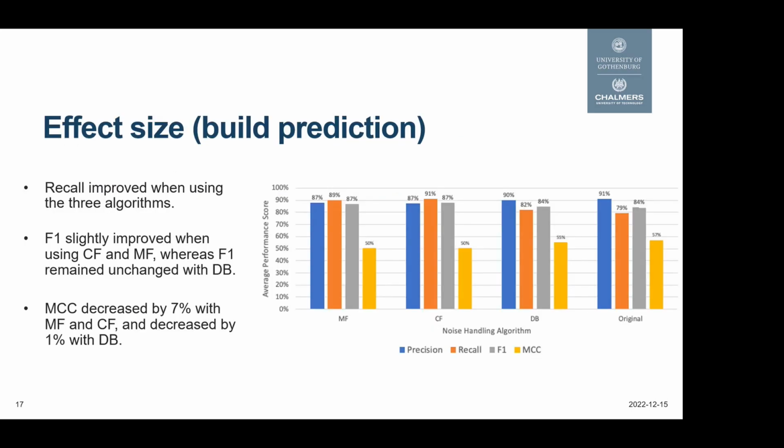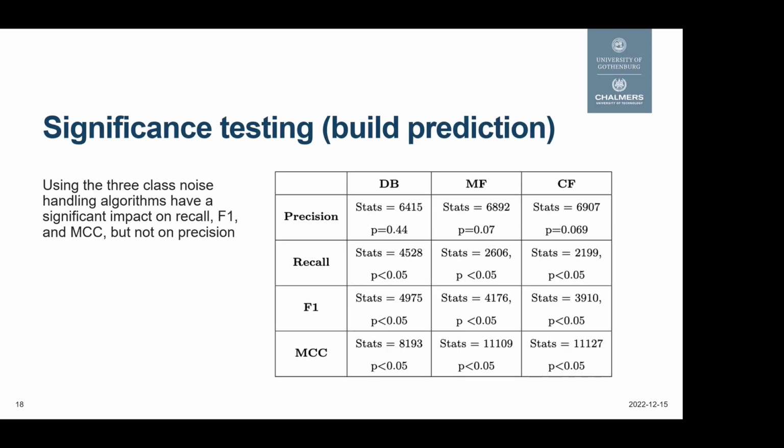And then to summarize the impact of those three algorithms on the build outcome prediction, we calculated the mean scores of the dependent variables before and after applying each treatment. What we observe here is that recall improves when using all three algorithms. You see all the orange bars for the recall. The F1 score slightly improved for the MF and CF, but it didn't change much with the DB. The MCC decreased by 7% with MF and CF and decreased by 1% when using the DB algorithm.